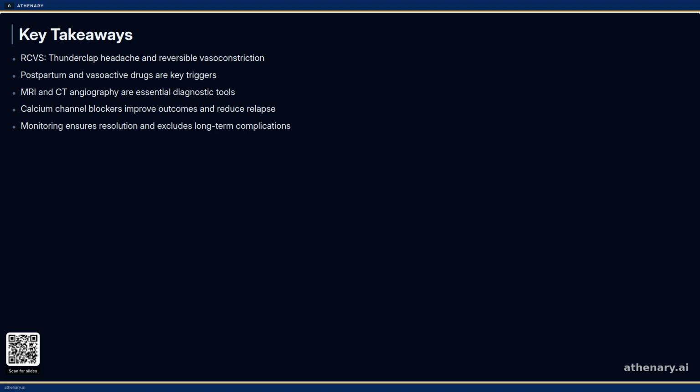First, at its very heart, RCVS is defined by two features: a sudden, severe, thunderclap headache and multifocal cerebral vasoconstriction that resolves on its own. The headache is the alarm bell, but the reversibility of the arterial narrowing is the truly pathognomonic sign, confirming the diagnosis retrospectively.